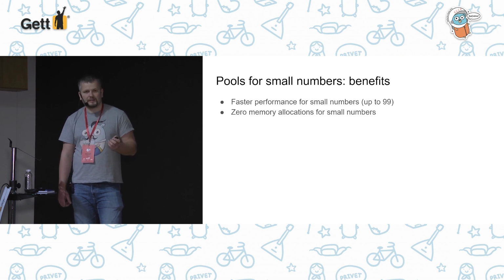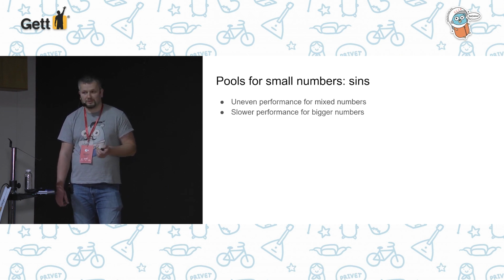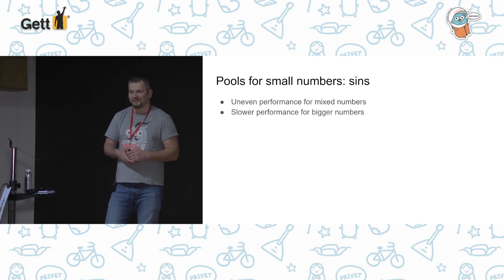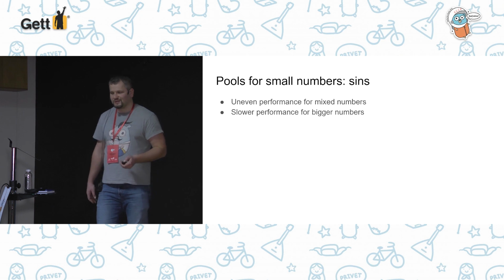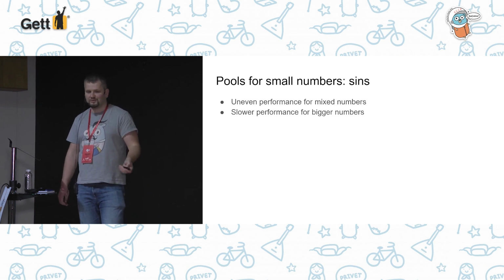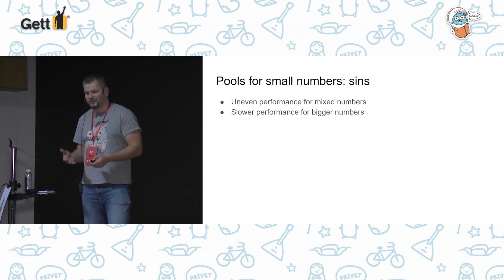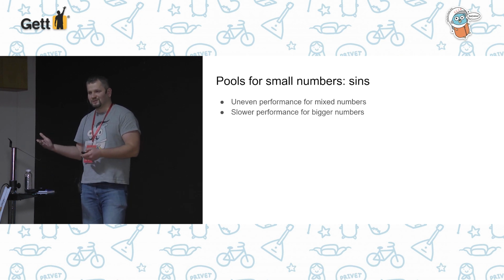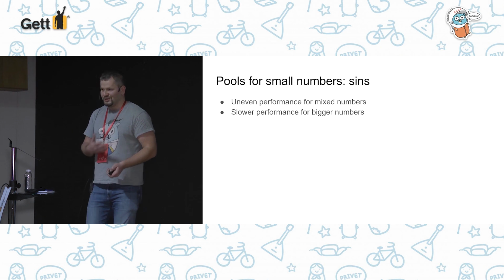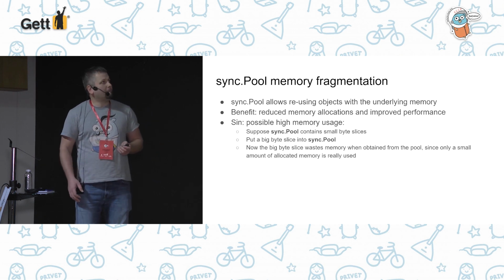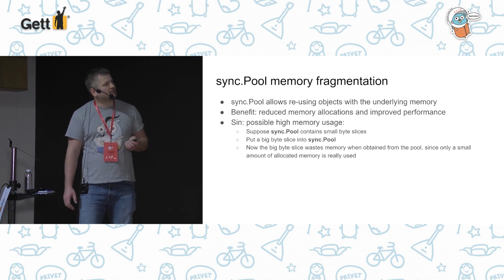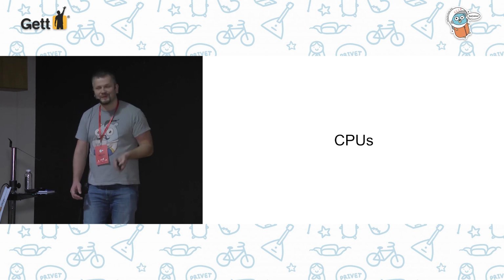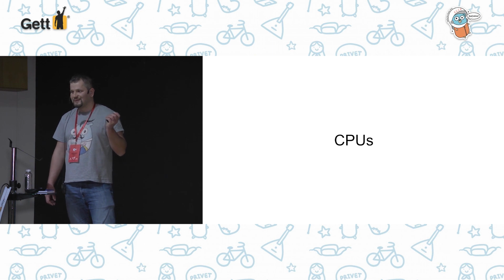The drawback is that this code can demonstrate some unexpected behavior if you have mixed numbers. When you profile your program, you see that it allocates 0 memory and then it begins to allocate memory just because you start to parse large numbers. Okay, let me give you the one last example related to CPUs.